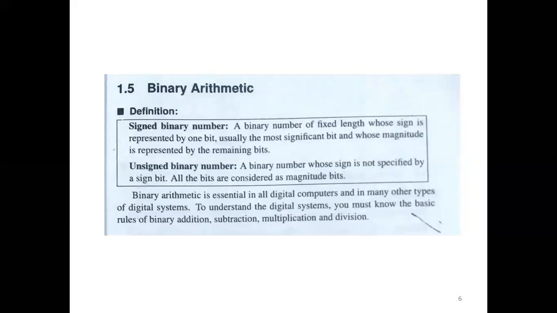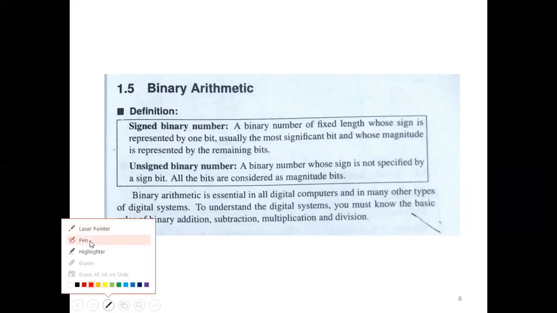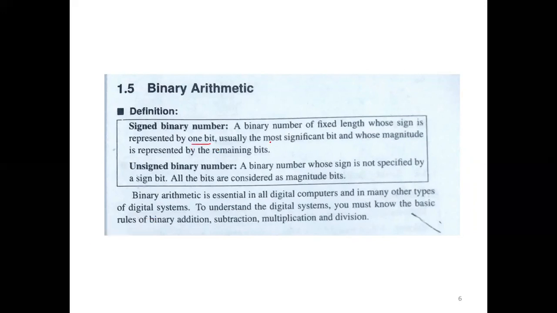Binary arithmetic: signed binary number and unsigned binary number. A signed binary number is a binary number of fixed length whose sign is represented by 1 bit, usually the most significant bit, and whose magnitude is represented by the remaining bits. Unsigned is a binary number whose sign is not specified by a sign bit. All the bits are considered as magnitude bits.